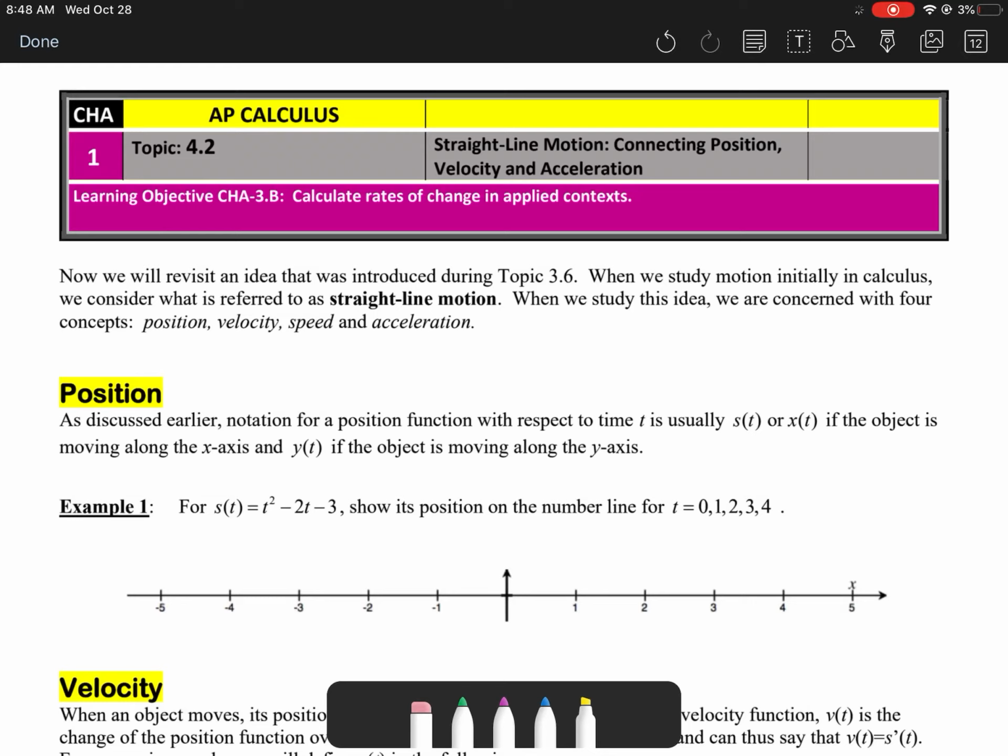Okay, so for example 1, I have s of t is equal to t squared minus 2t minus 3. So I want to show its position on the number line for t is equal to 0, 1, 2, 3, and 4.